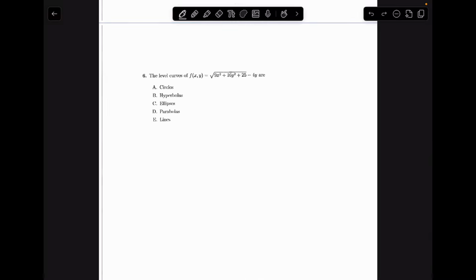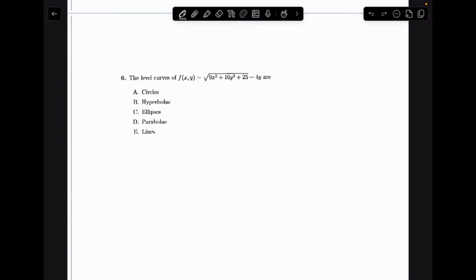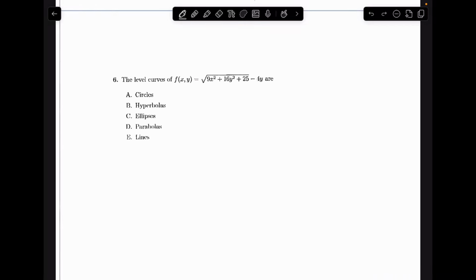Question 6, the level curves of f of xy equals square root 9x squared plus 16y squared plus 25 minus 4y are what? Okay, so if we remember, level curves are, we just set f of xy, or z, equal to some constant and work from there. So let's do that. We're going to get c equals the square root of that nice big thing, 9x squared plus 16y squared plus 25 minus 4y.